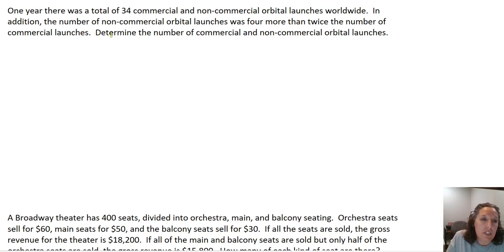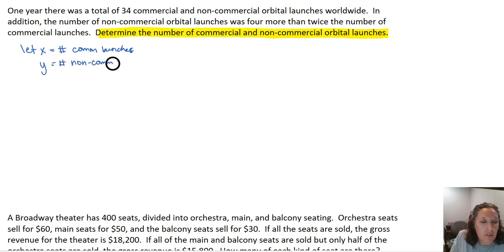All right, so the first thing that I always recommend you doing is figuring out what the question is asking you to find, because that's going to tell you what your variables need to represent. So we're going to let x be the number of commercial launches, and we'll let y be the number of non-commercial launches.